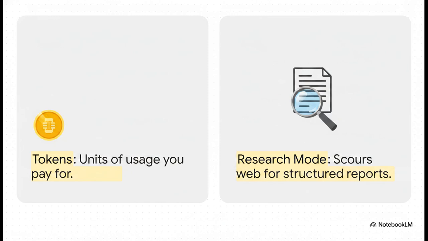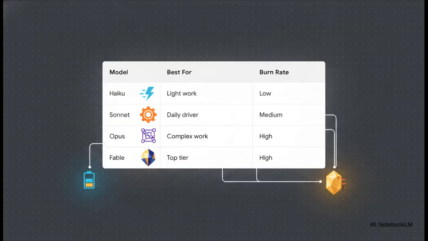Okay, before we get into choosing models, we really need to define 2 critical terms. First up, tokens. Think of tokens as the units of usage you're paying for. They basically dictate how fast you hit your limits. Second is research mode. Now, this isn't a model itself. It's a toggle you can flip on within a model. When it's on, Claude scours the web, pulls from a bunch of sources, and builds this highly structured report. But a quick heads up, research mode absolutely eats through your tokens and usage limits, so you've got to be super specific about what you want it to cover.